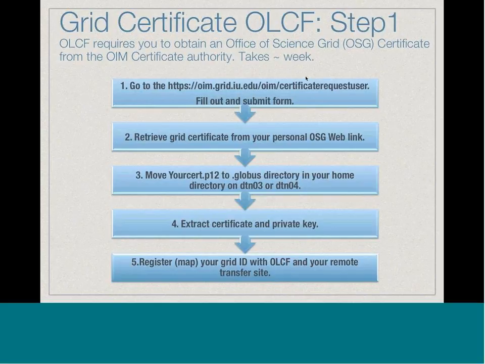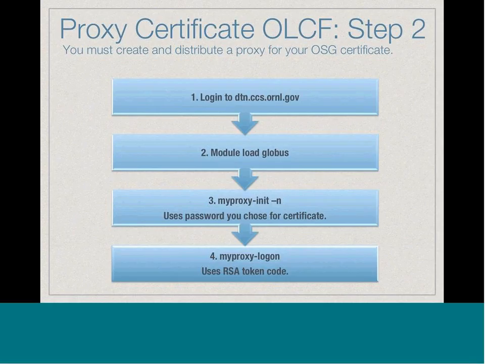If you're going to do data transfer to Department of Energy facilities, then you're probably going to have to do a little setup to get your certificate. This is the generating of the proxy. So step two for our procedure is parallel to what NICS does. Once you have your certificate, every time you want to do a transfer, you'll log onto our data transfer node, load the Globus module, and do an initialization that creates the proxy certificate. This is where, as with NICS, you come into the process.